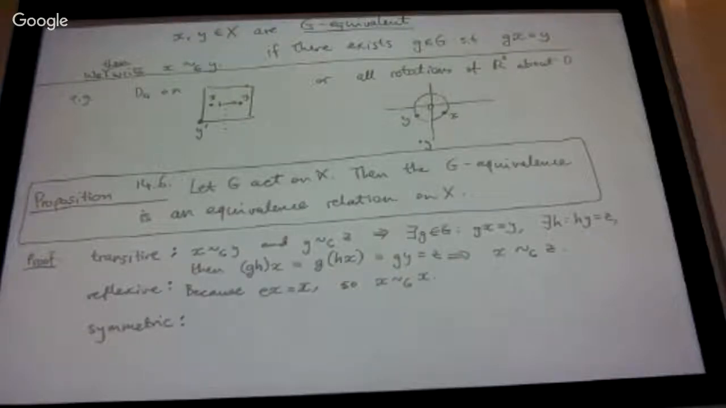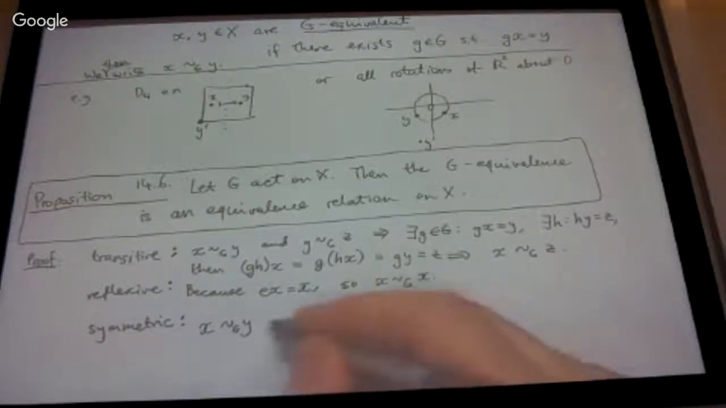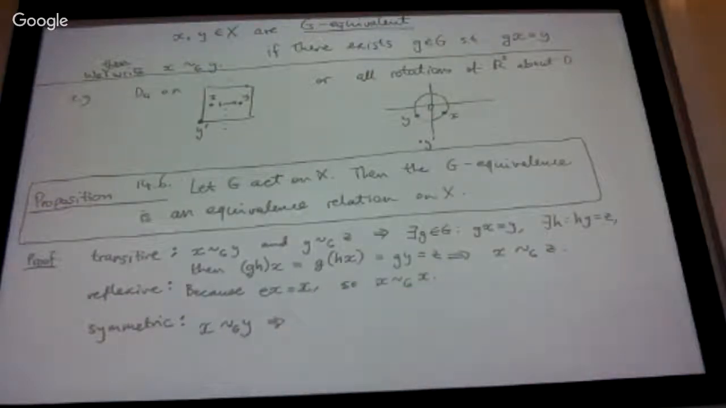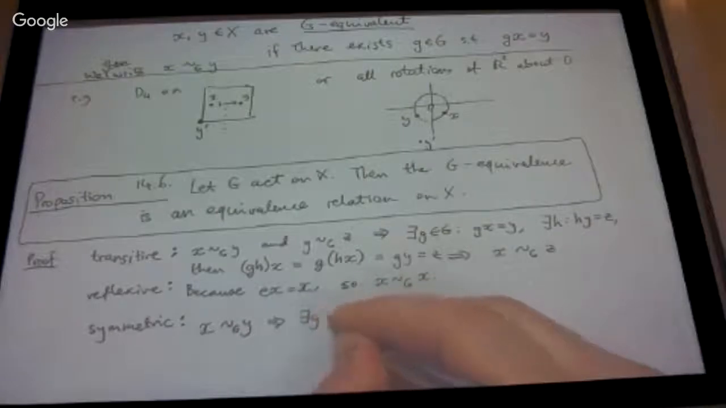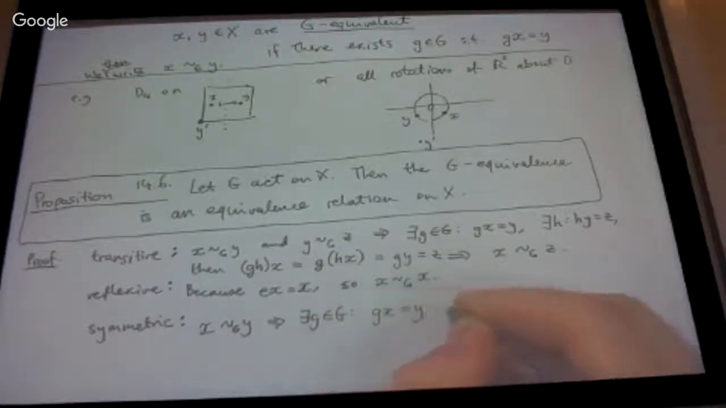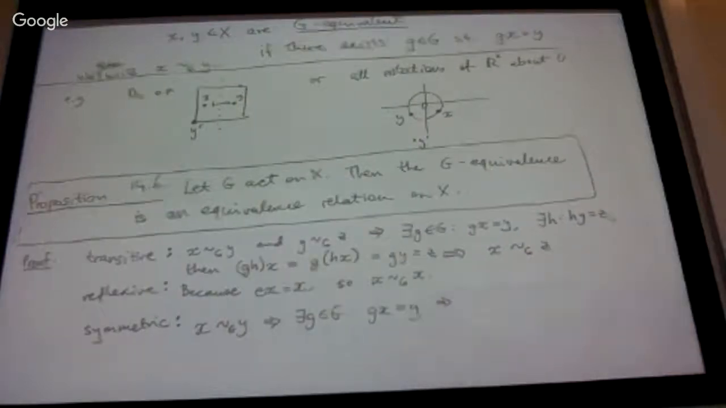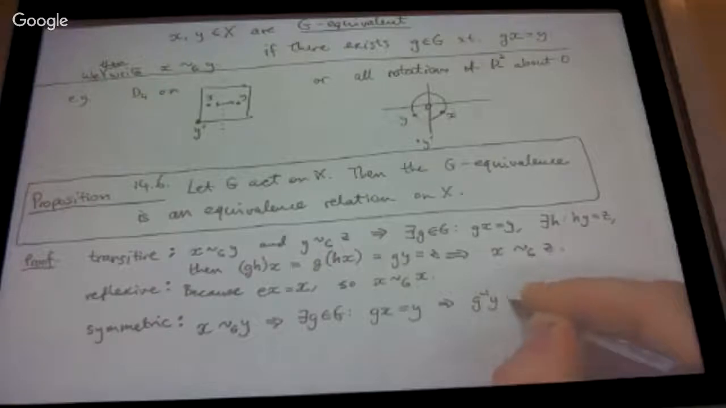And what does symmetric mean? We're trying to prove that it goes backwards. So this means that there exists some element G which moves X to Y. But then, as I said 20 minutes ago, the inverse of G moves Y to X. That's the end of the proof.